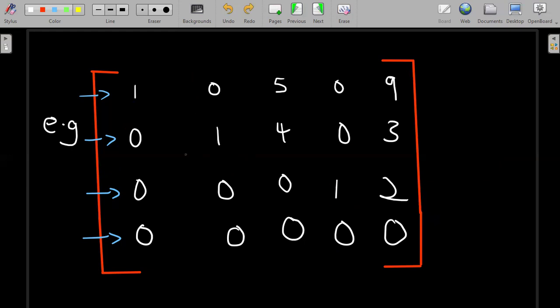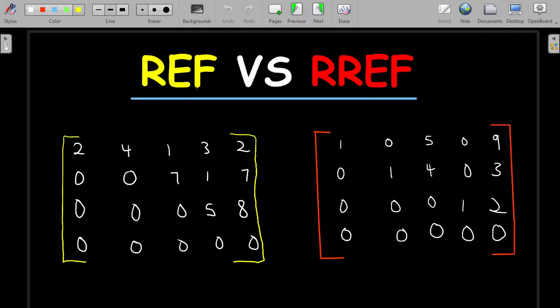Any questions there? Right, so we can do a comparison here. I put reduced row echelon form here and row echelon form there.